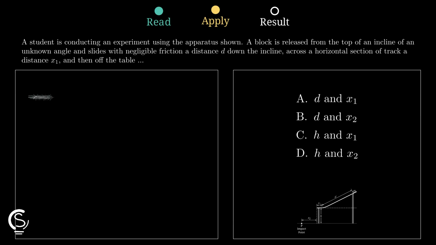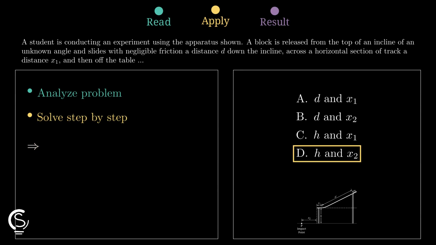Next, we look at the horizontal distance x2. Because horizontal velocity is constant during the fall, we can calculate the speed by dividing that distance x2 by our calculated time. So, knowing both h and x2 gives us everything needed to find the launch speed. That makes option D our final winner.